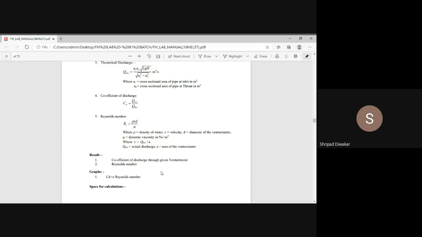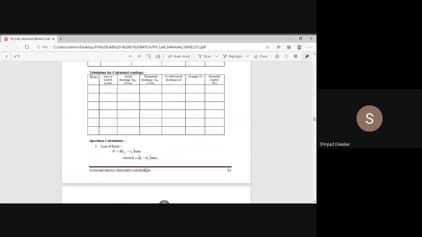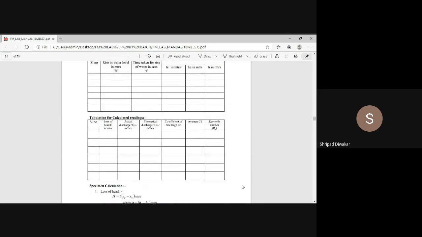Okay. Then only one graph is there, CD versus Reynolds number. Suppose you are taking two values of CD, you have to find out the graphs. Okay. And once you calculate the calculations, the next step is to tabulate those calculated readings in tabular form. Once again, what are the things you are calculating?